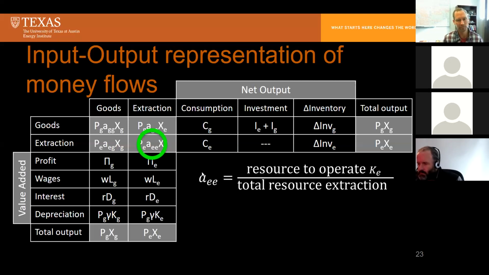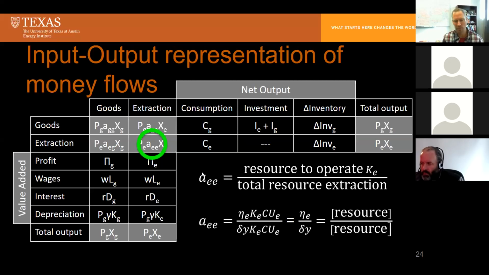This is the extraction input required to operate the extraction sector. This AEE term represents the resources required to operate capital, whose job is to extract resources, divided by the total resource extraction. So we can think about this as total energy consumption of the resource sector divided by the total energy extracted in the whole economy, or total energy consumed in the whole economy.